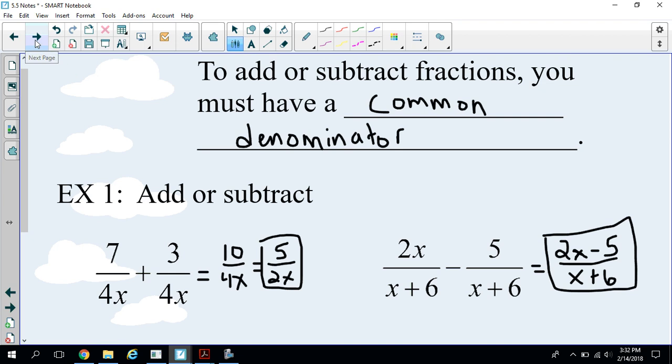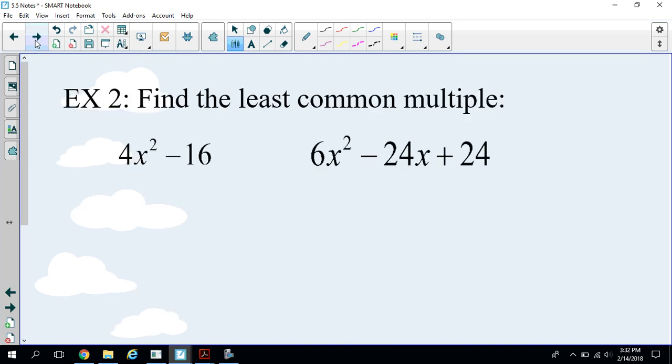Now we've done some of these fractions when they have a common denominator, but now let's add and subtract when they do not have a common denominator. Before we do that, what we need is what we call a least common multiple. That's basically the same thing as the least common denominator. You want to get what you have in the denominator exactly the same.